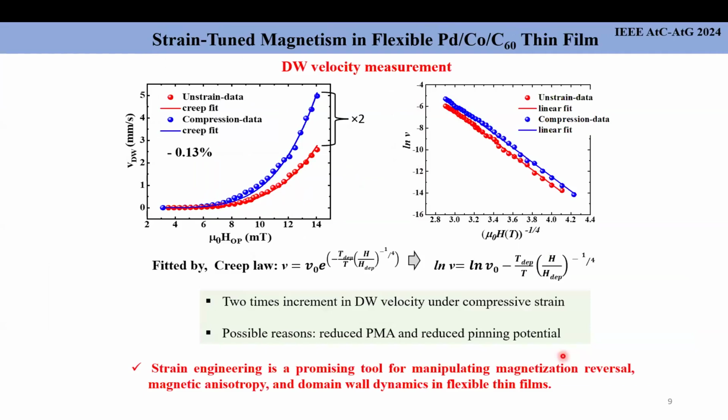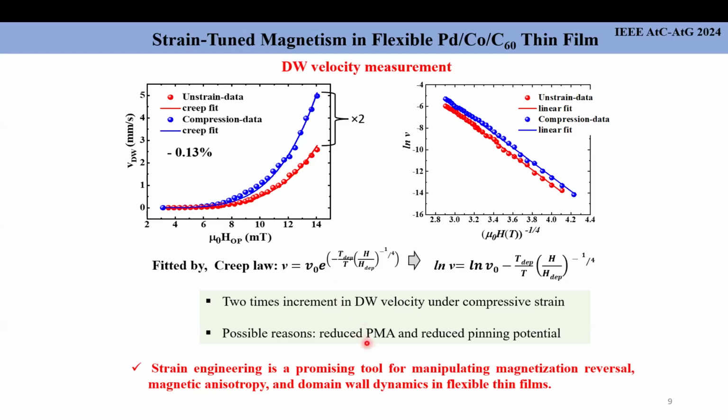So further, we have measured the domain velocity under the strained state. As compressive strain reduces the PMA of the sample, we expected a higher velocity under compressive strain, and similarly, we also see by experiment that around 14 millitesla, there is a 2-times increment in the domain velocity. This 2-times increment can be justified by the pinning parameter, which is reduced under the compressive strain, and also the magnetic anisotropy, which is also reduced when compressive strain is applied on the sample.